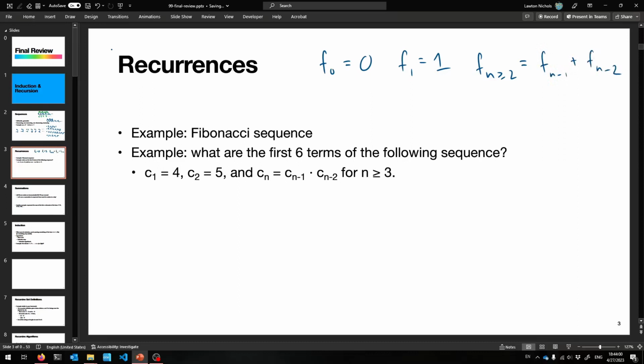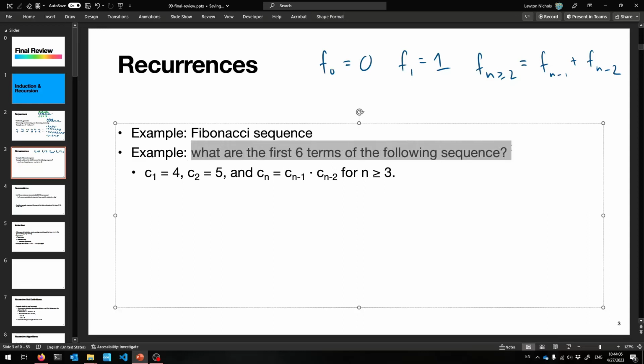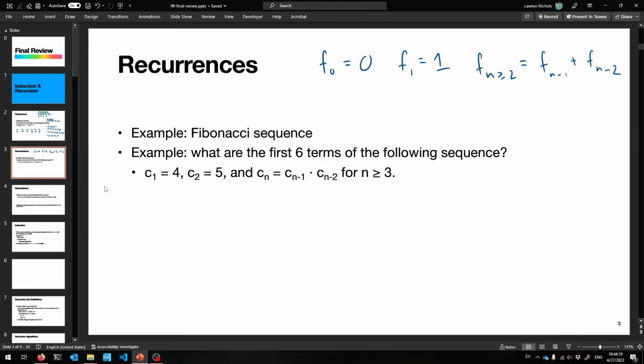Just go over those two previous ones, and that will generate a sequence for you. And it works like that. And then here's an example of using a sequence. Here's an example sequence called C. C1 is 4, C2 is 5, and then everybody else is the product of the previous two. So it's very similar to Fibonacci. It's just products instead of plus this time.